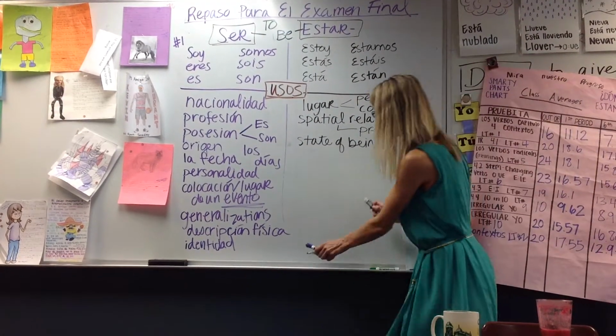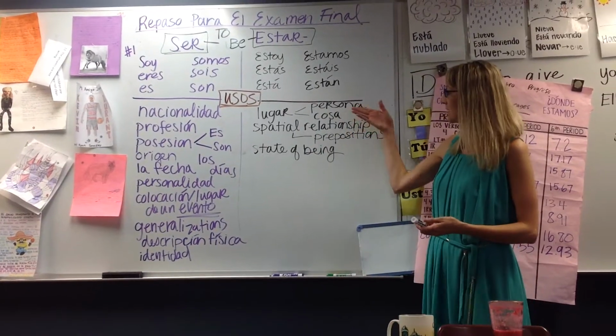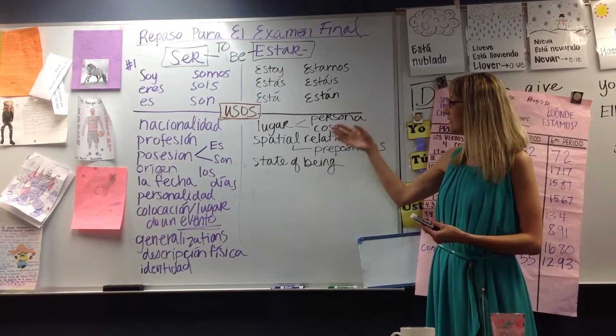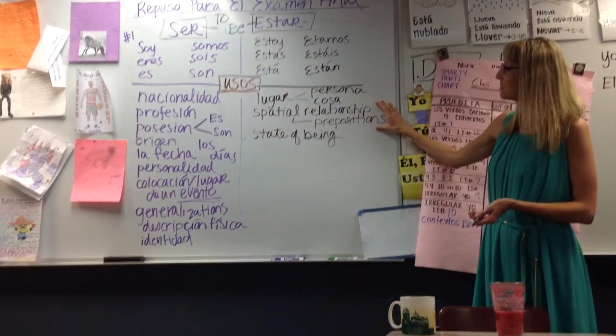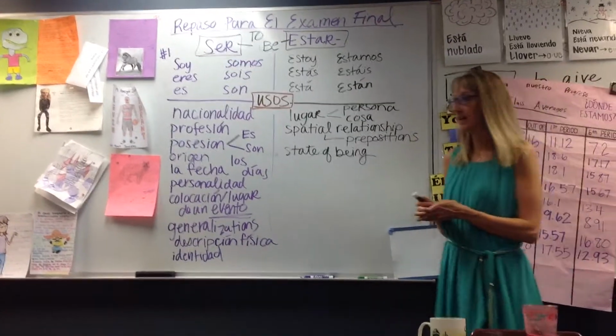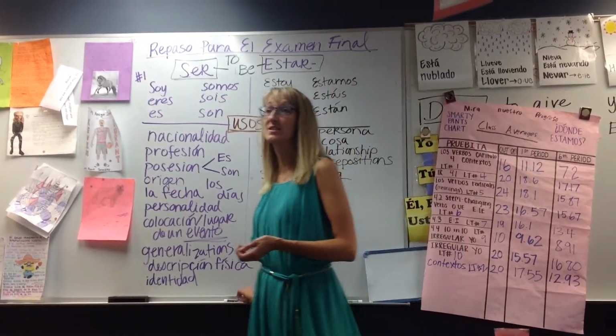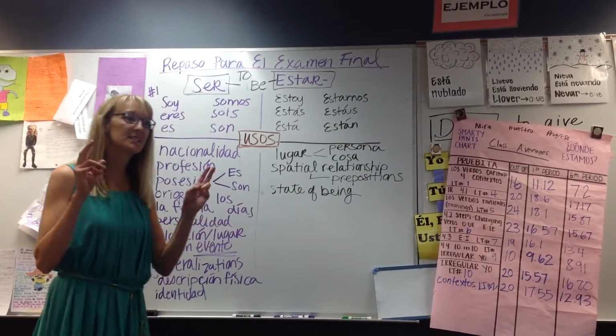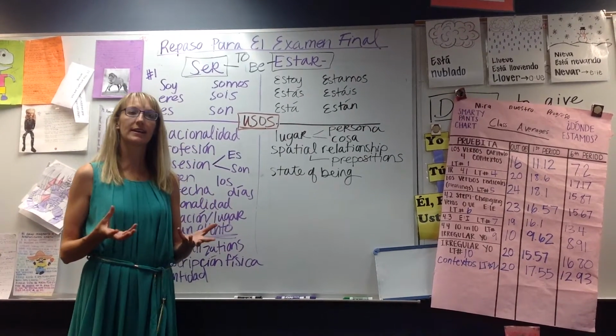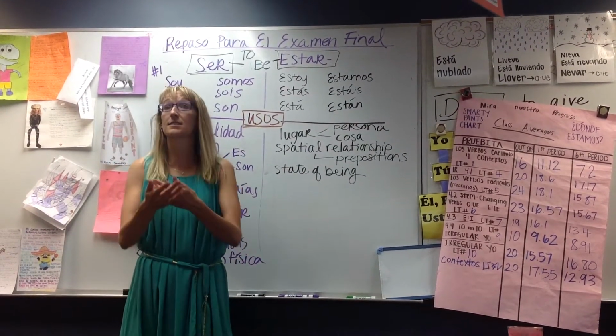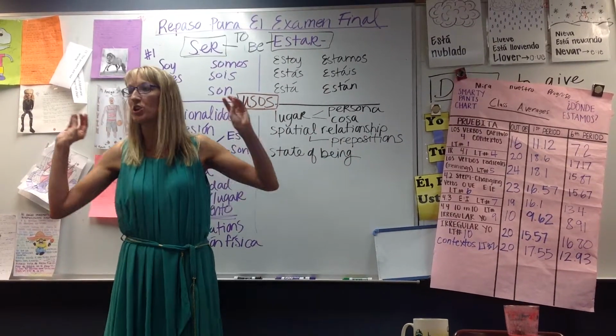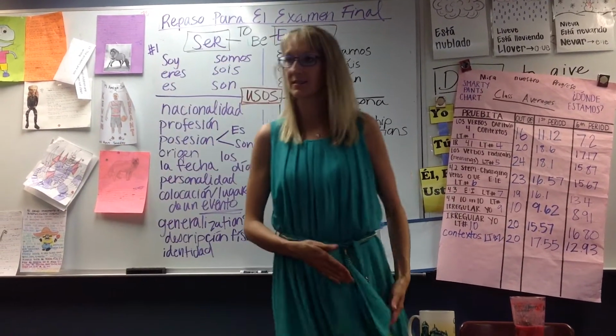Good. All right, so let's look at estar. We talked about this one, location of a person or a thing. We talked about spatial relationships. This is your preposition song. When the reason is spatial relationships, you're talking about where they are located spatially in relation to something else, right?